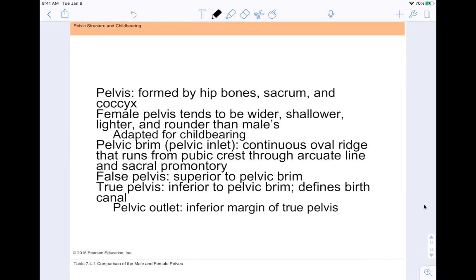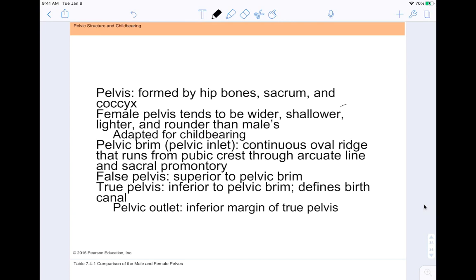Okay, so we're going to talk about the pelvis and childbearing, like we were just talking about that angle and how it differentiates between male and female pelvic regions. So the pelvis is formed by the hip bones, the sacrum, and the coccyx. That forms the total pelvis. The female pelvis tends to be wider and shallower. It's lighter and rounder than males.